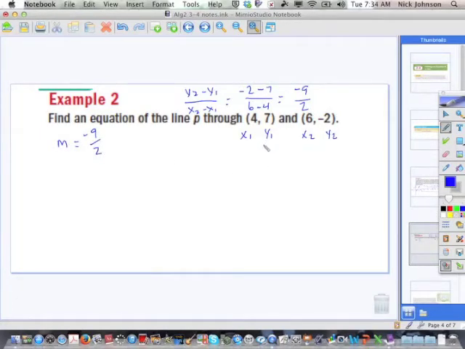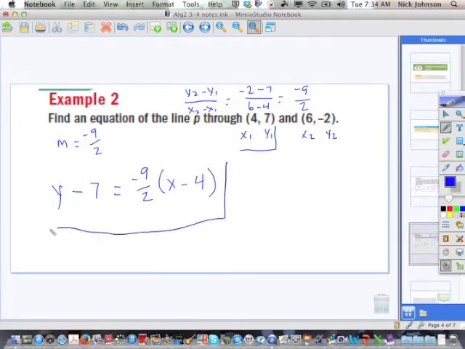Do I have a point? Well, I could use this point right here, (4, 7). You could also use the other point. I'm going to use this one because they're both positive numbers. So, y minus y1. What's y1? 7. Equals the slope, which is negative 9/2, times the quantity x minus x1, which is 4. And that is my equation for a line that goes through (4, 7) and (6, -2).